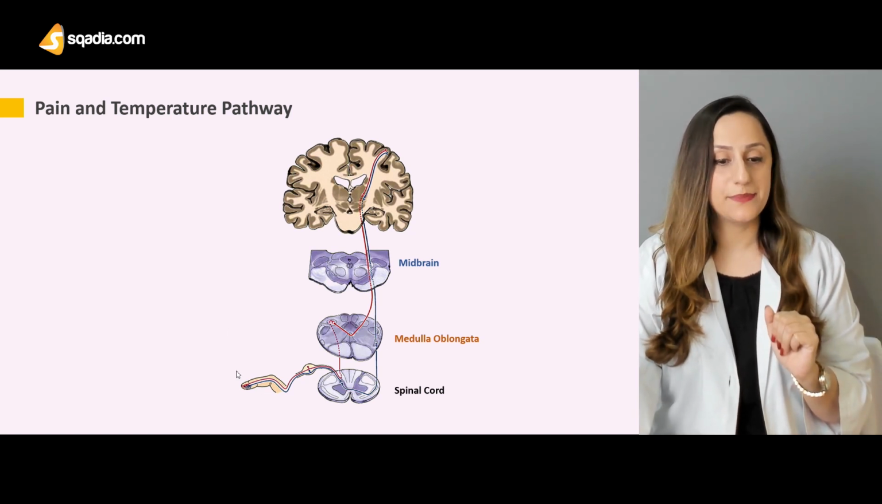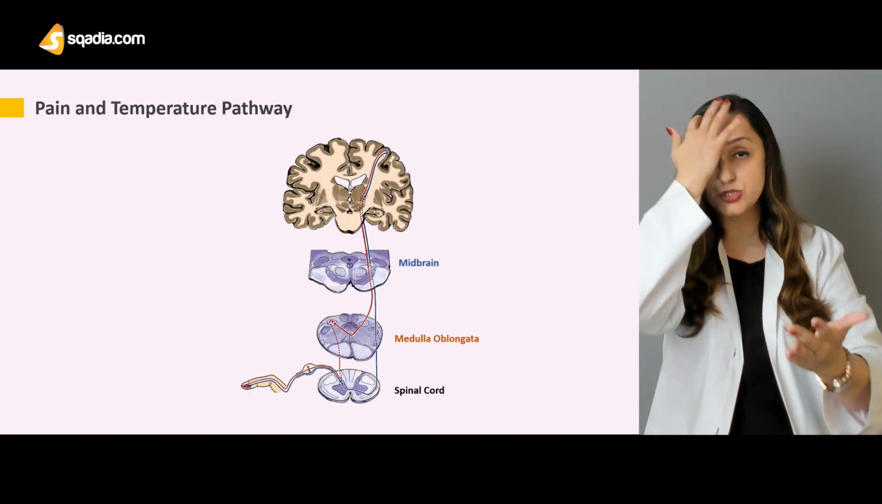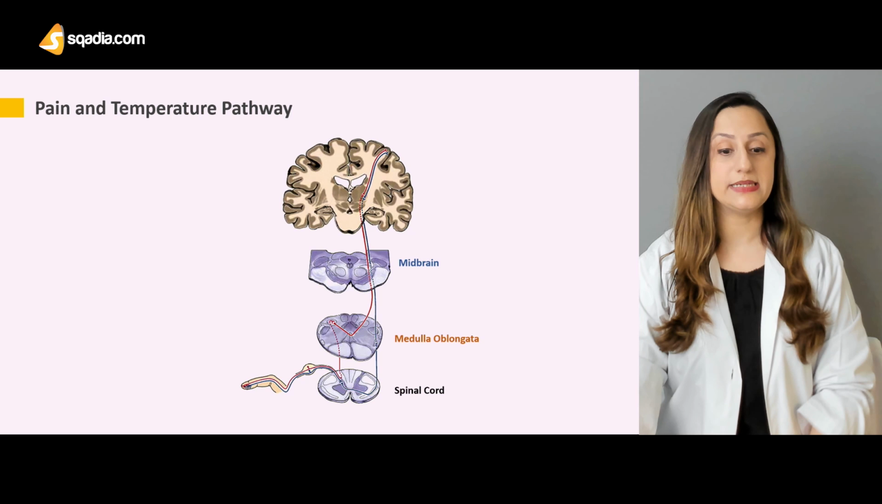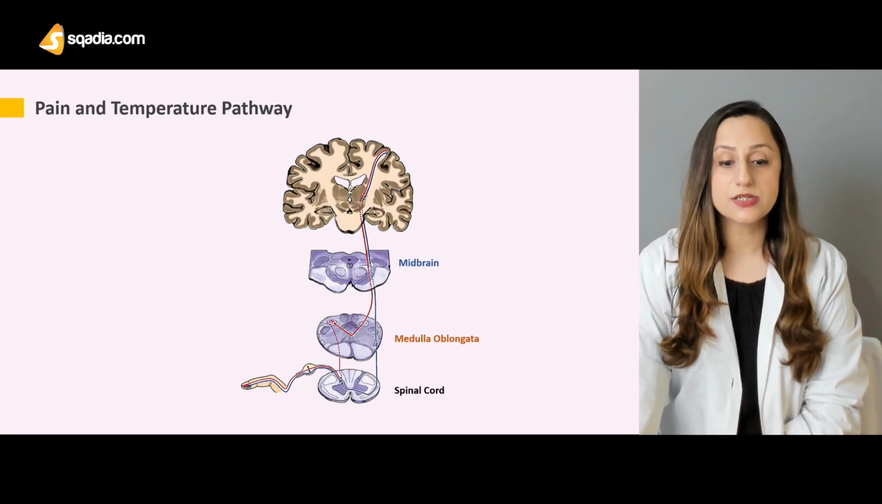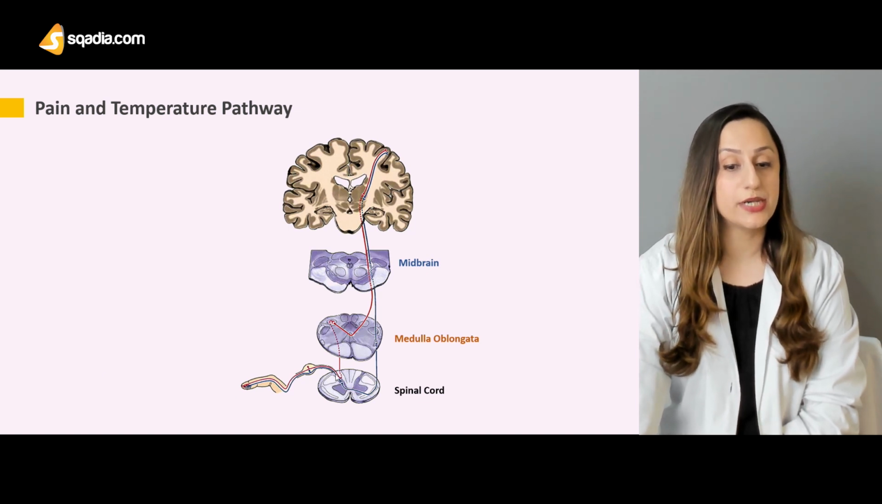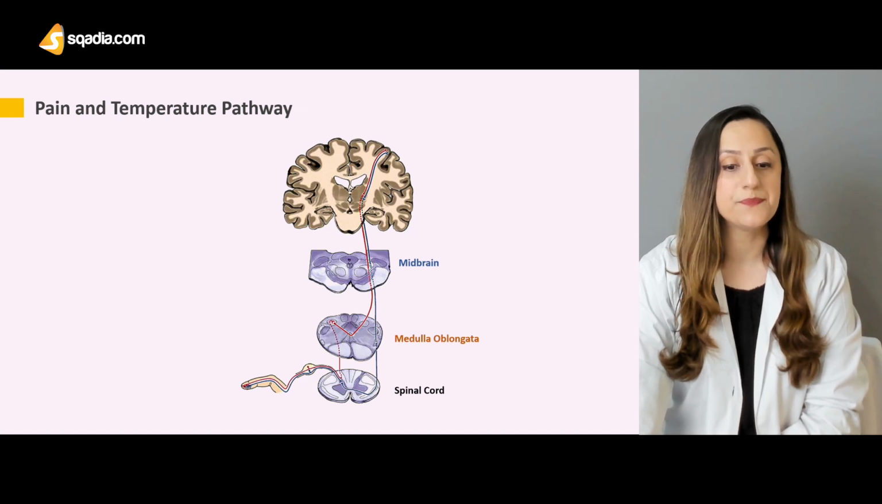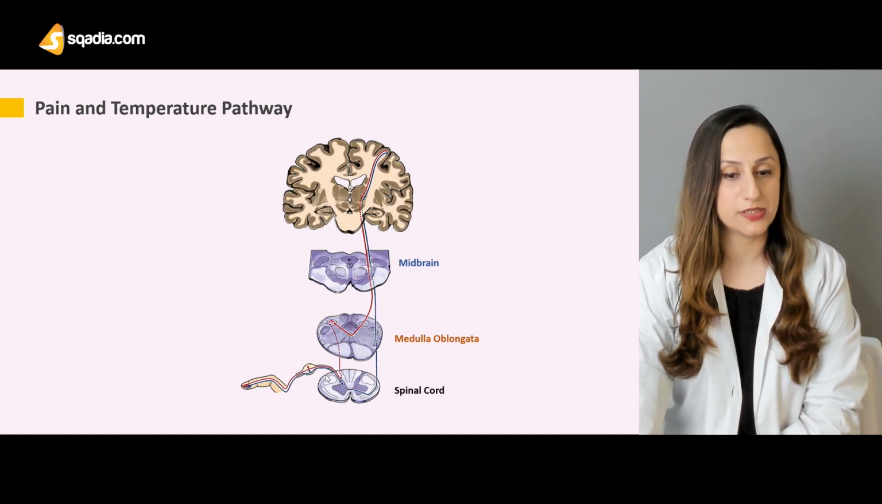And mainly what happens, whether it is type A or type C, it is going to follow this complete pathway. It is going to enter the dorsal root ganglion, and then finally the dorsal horn of the spinal cord. It is going to enter this particular area. So this is going to be the first order neuron over here.